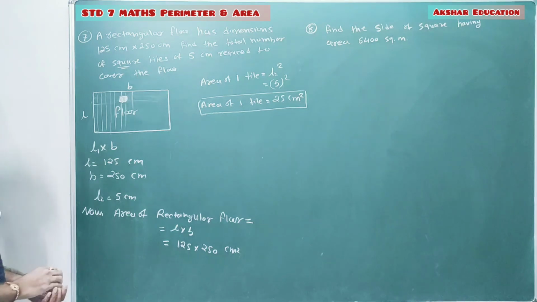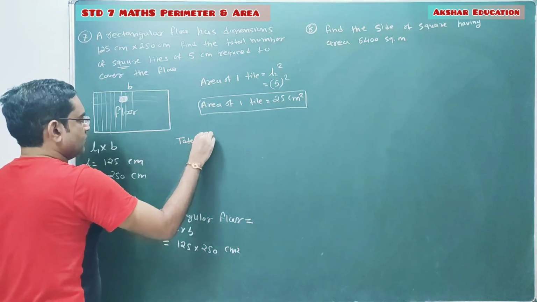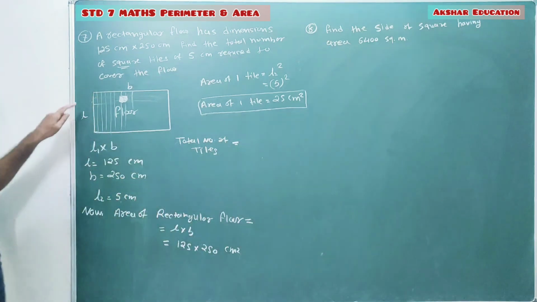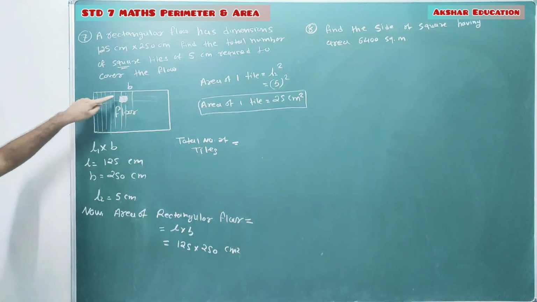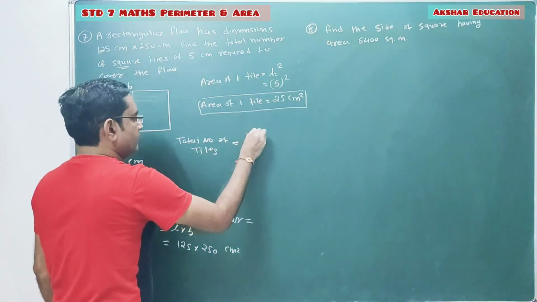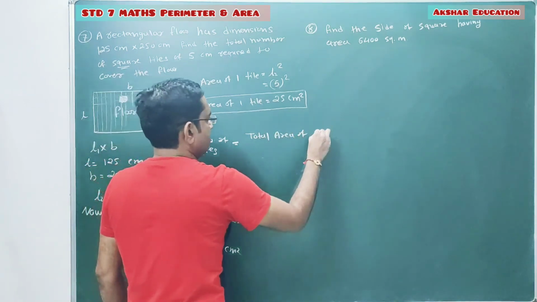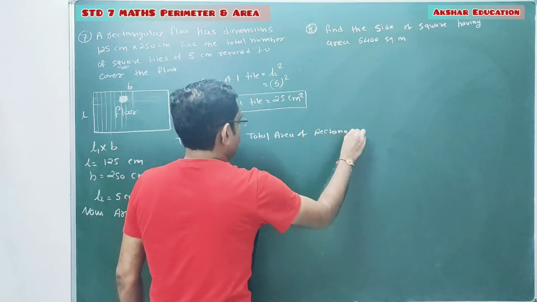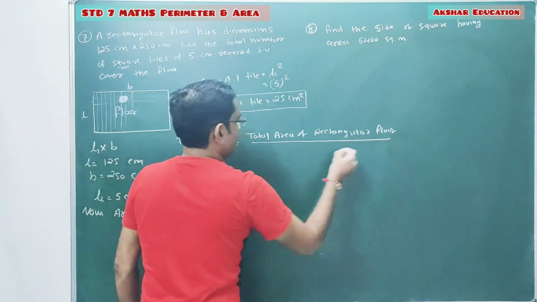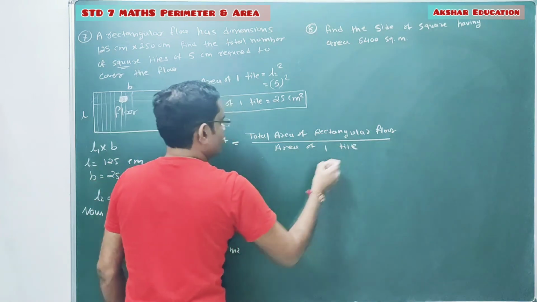So you have to find the total number of tiles. So total number of tiles is nothing but the total area of this rectangular floor divided by area of one tile. So it will give the total number of tiles.